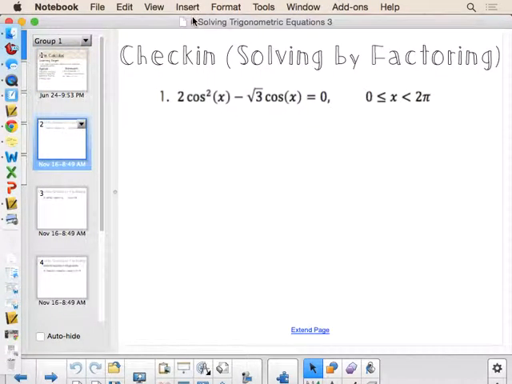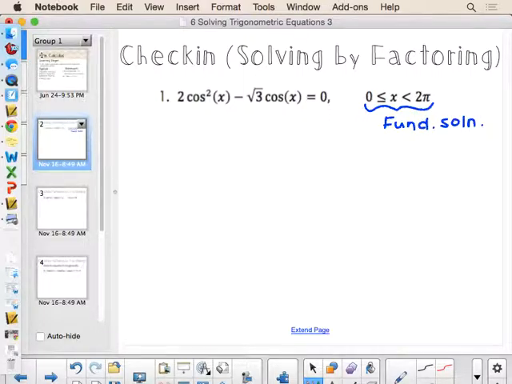All right, first question missed on the check-in was this guy right here. Actually, all three of them were great. When I'm given this restriction over here for x, this is implying to me that I'm looking for fundamental solutions. This entire check was focusing on solving using factoring techniques. When I see this expression, I'm seeing only 2 terms. The only method that I know how to use currently with 2 terms for factoring is called the GCF method, the greatest common factor. So something that both of these 2 terms have in common is a cosine.